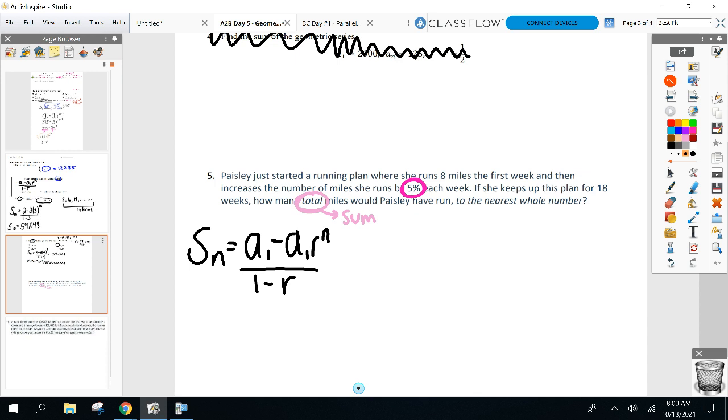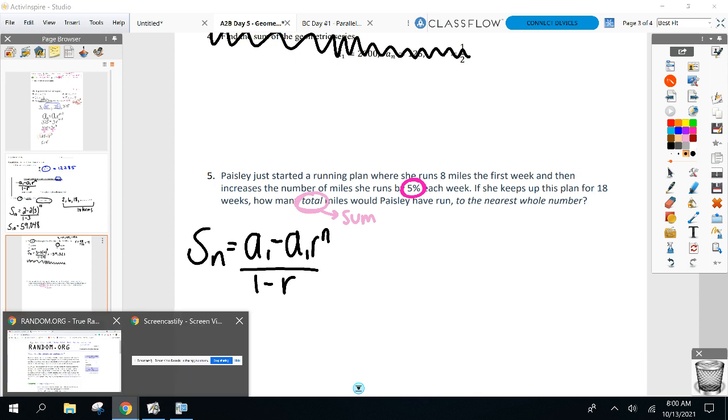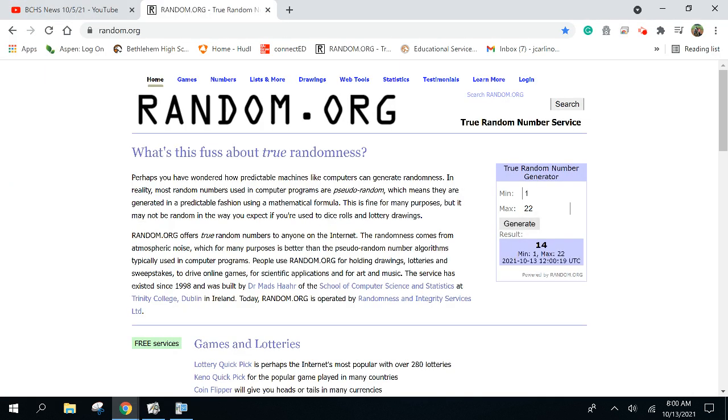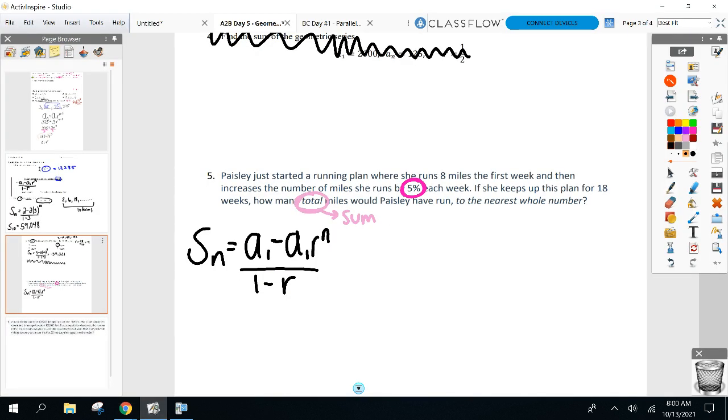See, there's one tough part about this that I've got to help you out with. Okay, ready to roll, Emma? Okay, how many weeks are we adding up? 18. Okay, so the sum of her first 18 weeks. What's the deal with her first week, Emma? 8. Yep. 8 times 1 minus... I'm going to help you with the R value because it's not 5. I will help you with that in a second. What's my N value, Emma? 18. 18 over 1 minus... and I'll help you with the R value right now.